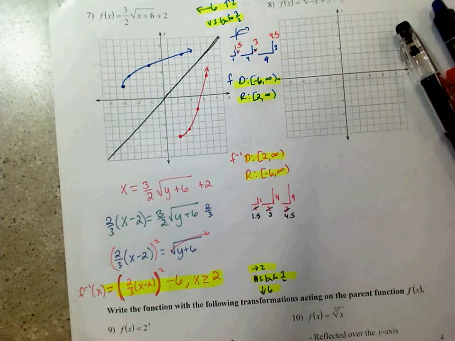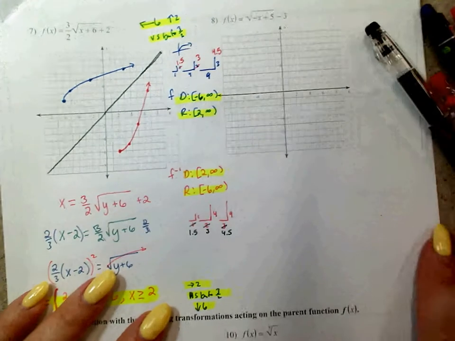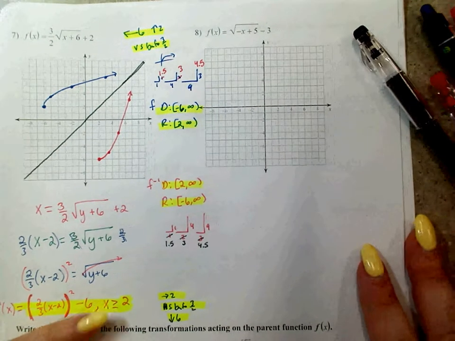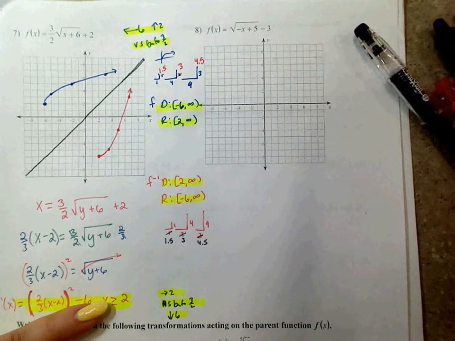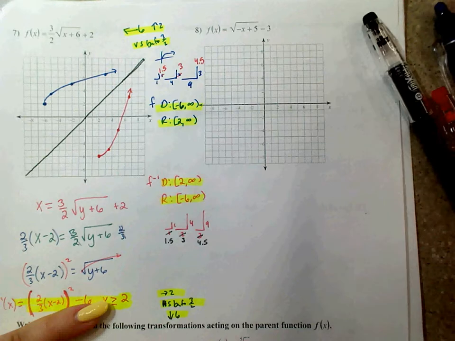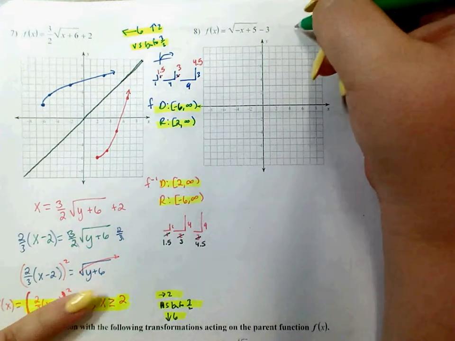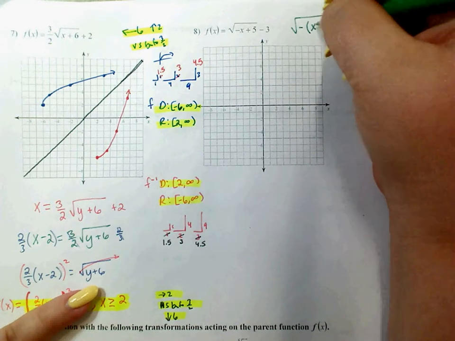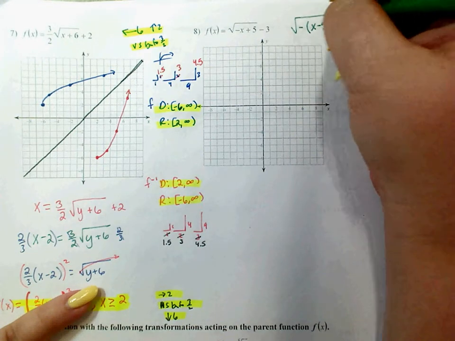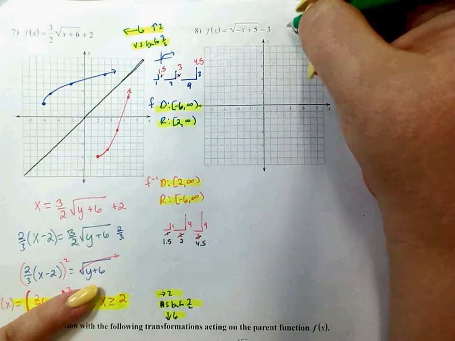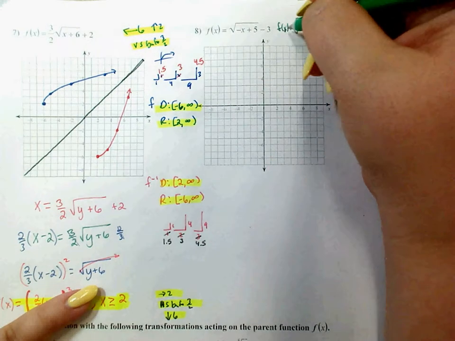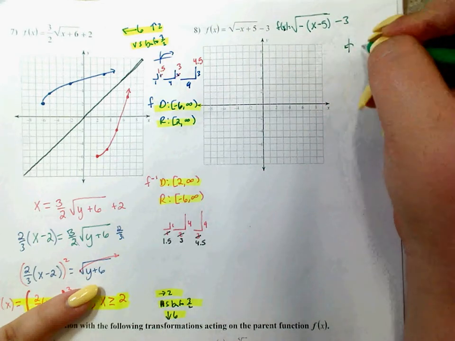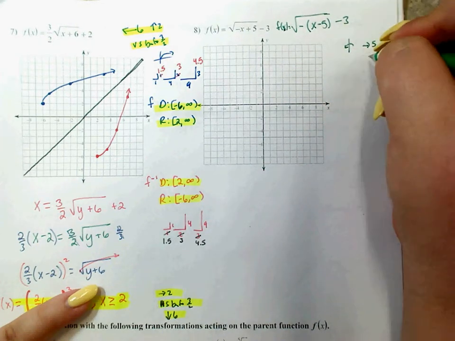Okay. Number 8. Again, we're starting with a square root, only this time it has a negative on the interior, so we have to remember anything in front of the x in the interior has to be factored out. So in fact, this is the square root of negative quantity. Factor out a negative, that becomes x minus 5, and then minus 3. So that's my original function. As far as transformations go, it is a reflection over the y. It is to the right 5, and it is down 3.